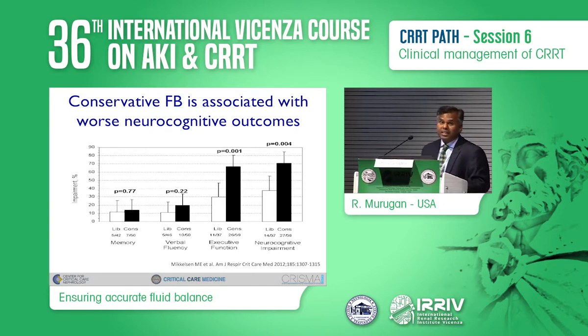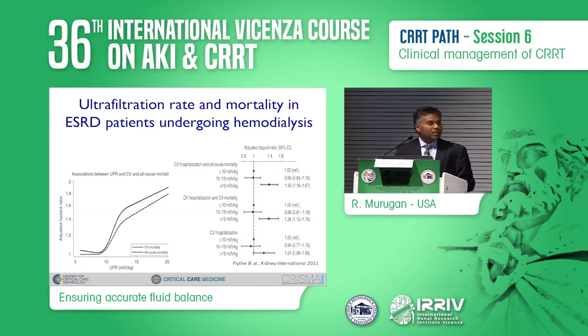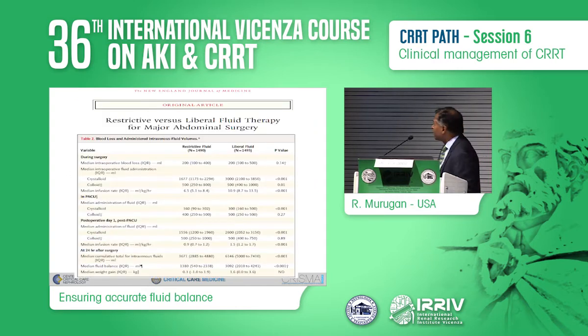Furthermore, this is the data from outpatient hemodialysis literature that actually shows taking too much fluid off the patient or taking it too rapidly is associated with increased risk of both all-cause mortality as well as cardiovascular mortality. In this study, you can see that they compared an ultrafiltration of less than 10 ml per kilogram per hour to that of 10 to 13 and greater than 13. So when compared to less than 10 ml per kilogram per hour, greater than 13 mLs per kilogram per hour was associated with increased mortality.